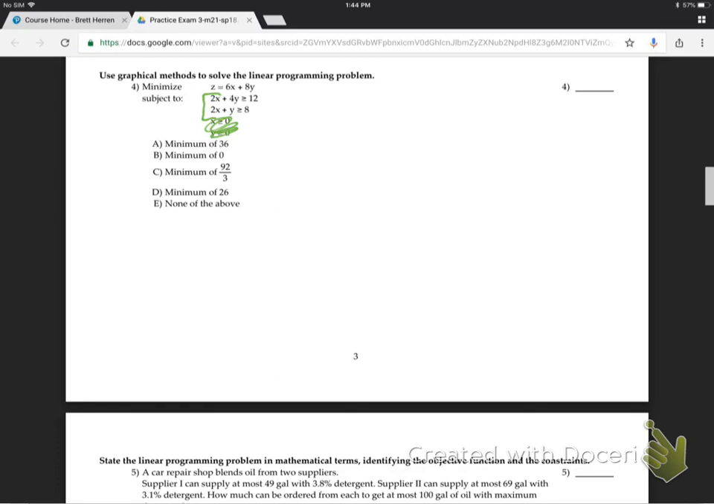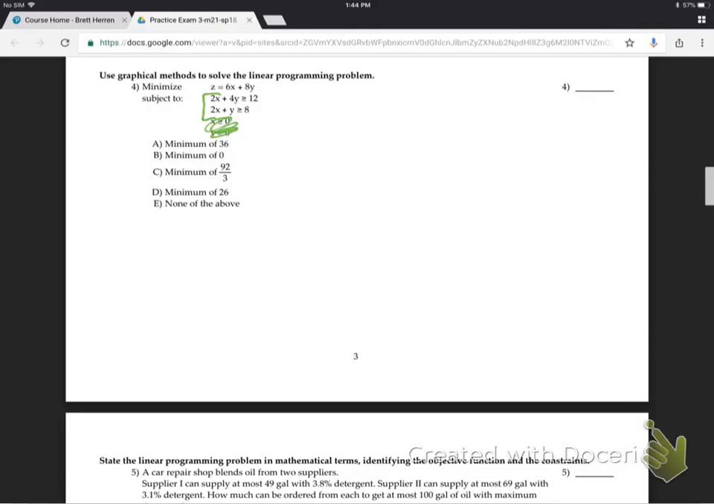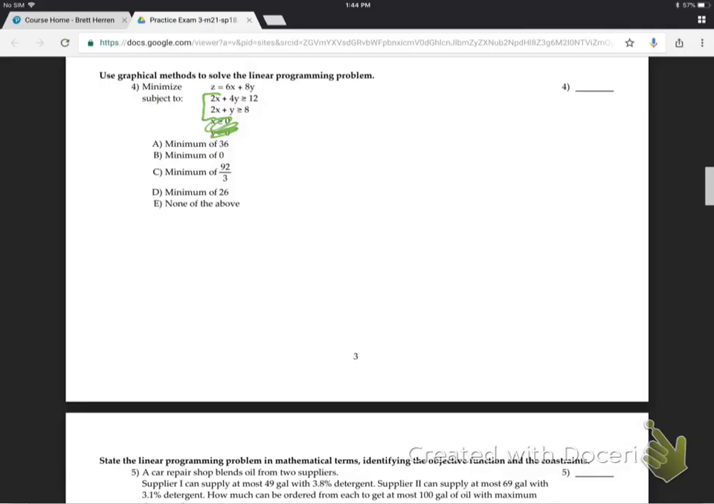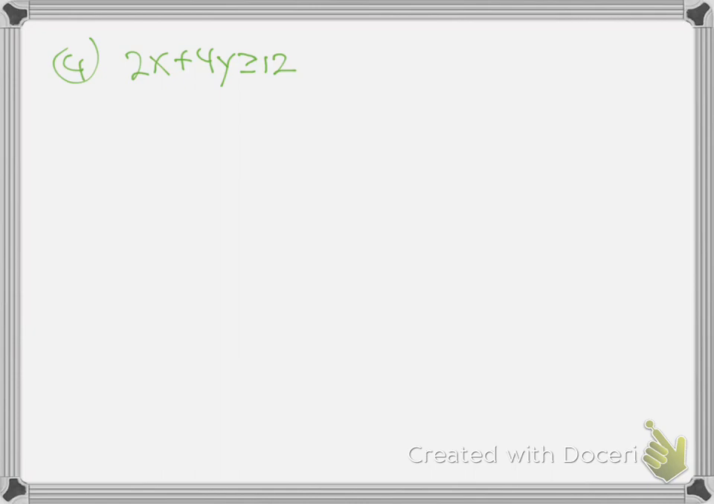So I'm going to go to a fresh screen. 2x plus 4y greater than or equal to 12. This is number 4. I already forgot it. What was it? 2x plus 4y greater than or equal to 12. The other one is 2x plus y greater than or equal to 8.